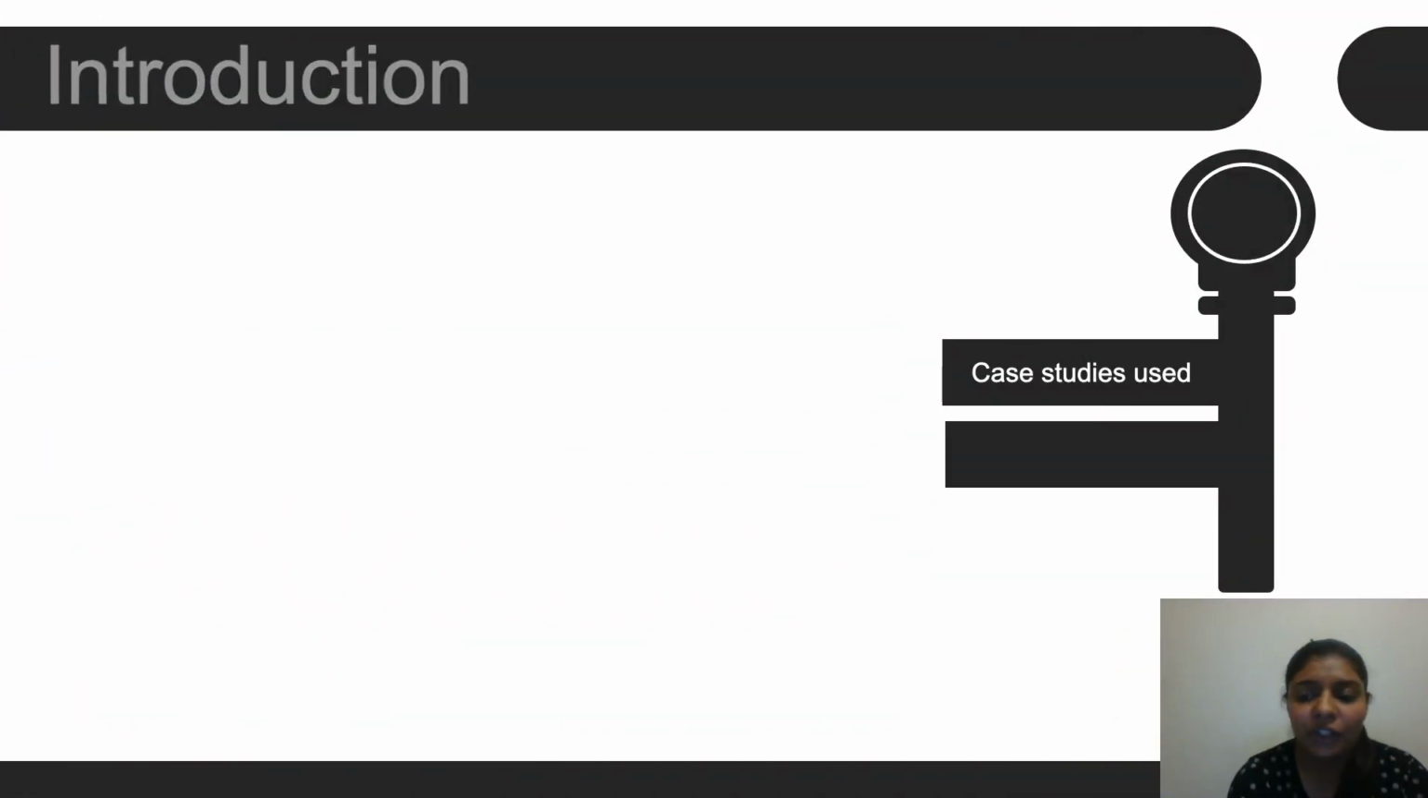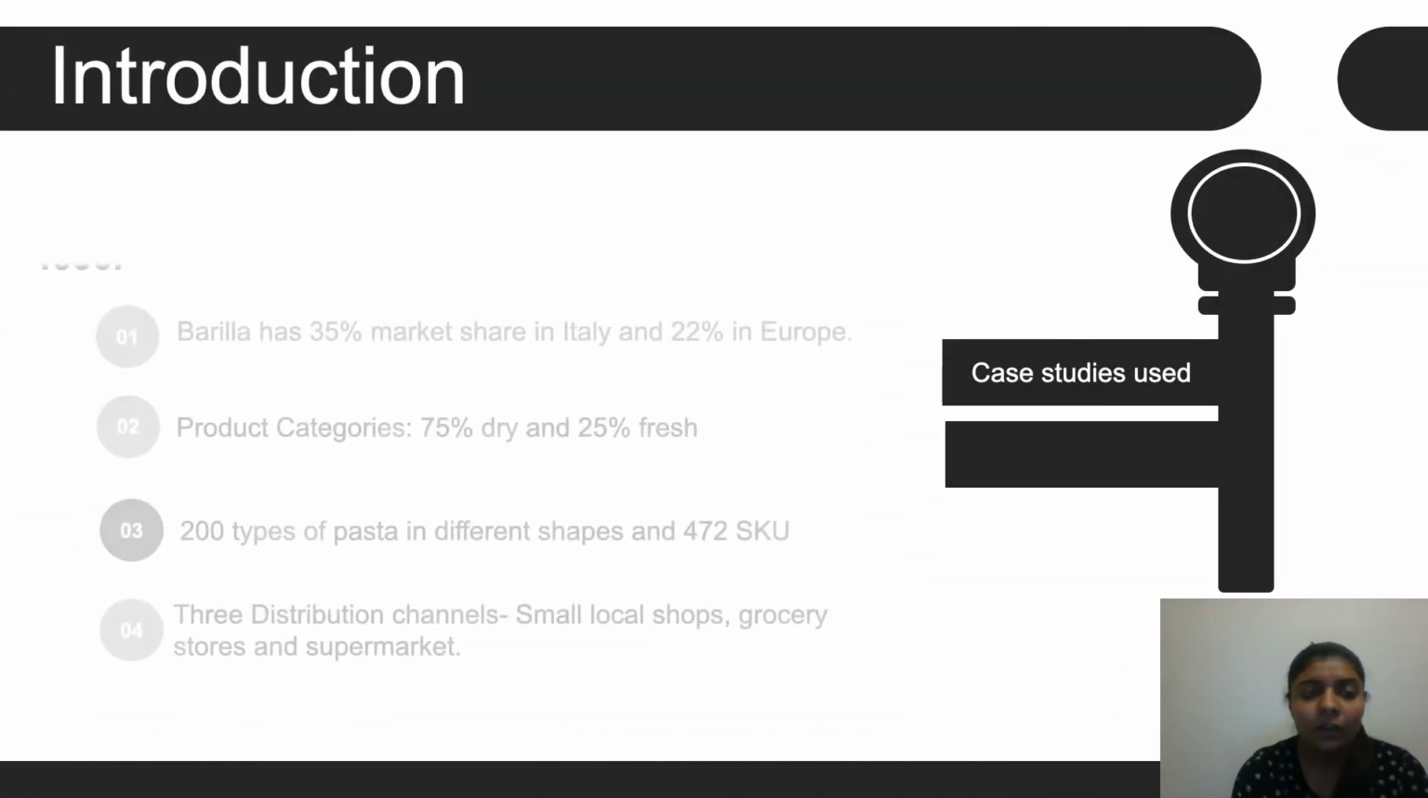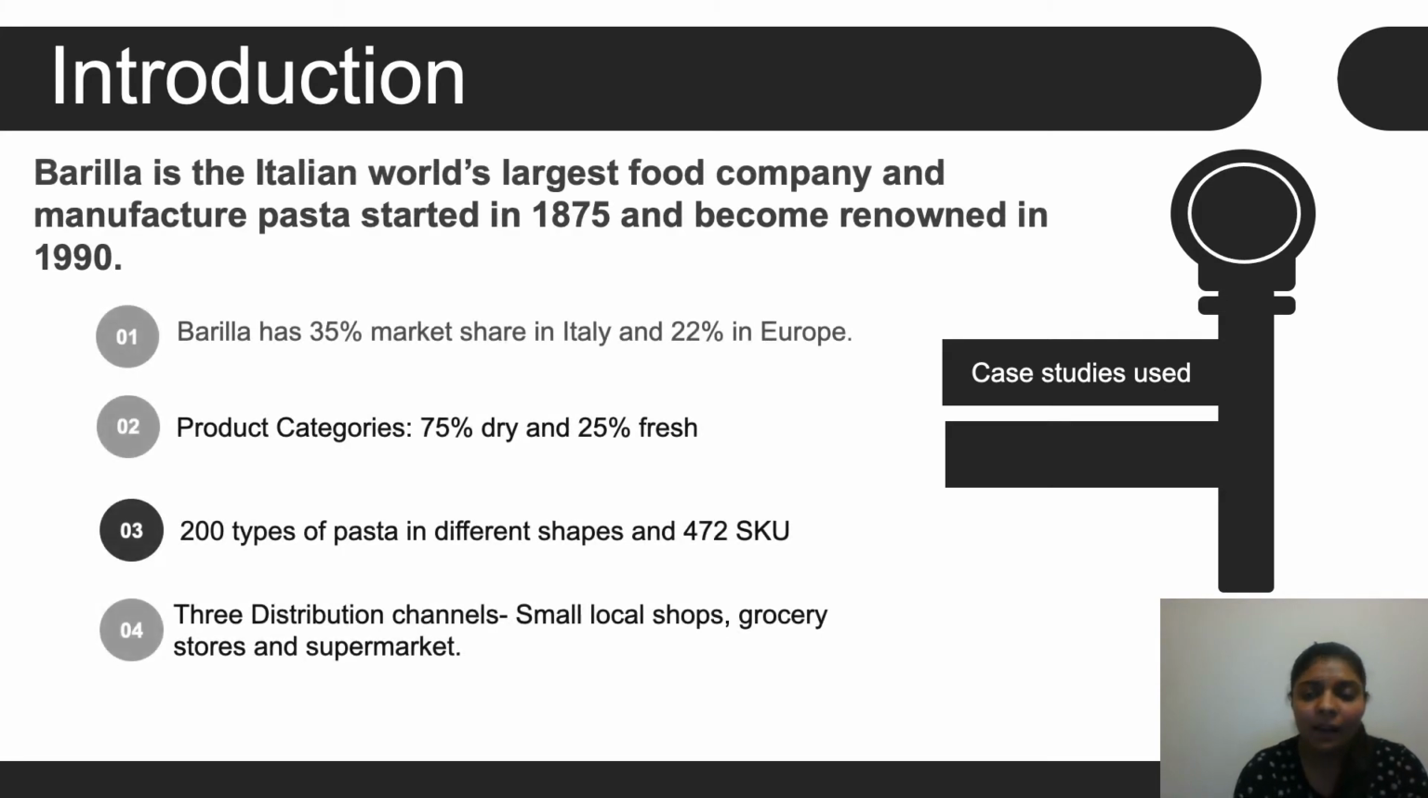Starts with the introduction of Barilla SpA. So, Barilla SpA is the Italian world's largest food company that manufactures pasta. It started in 1875 with a small shop and became renowned in the 1990s. Barilla has 35% market share in Italy and 22% in Europe.